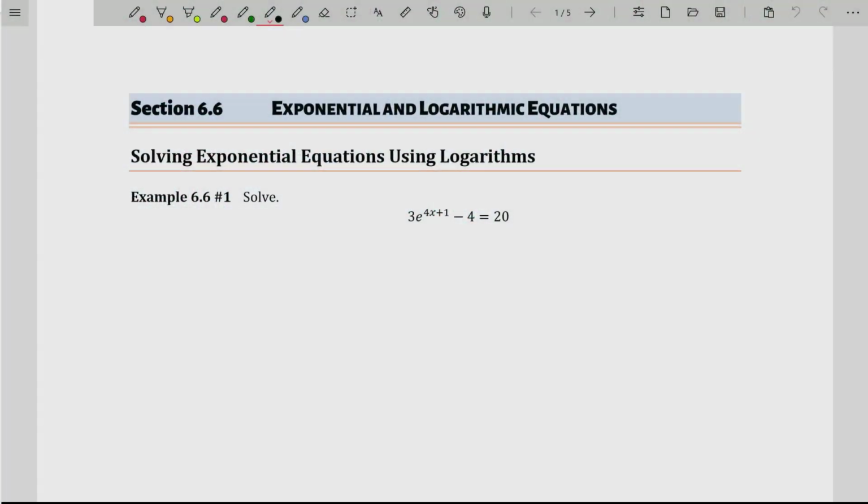Hello, my name is Roy Simpson, professor of mathematics at Cosumnes River College in Sacramento, California. We now step into solving exponential and logarithmic equations, specifically in this video, solving exponential equations.